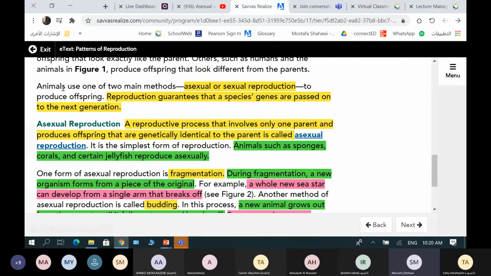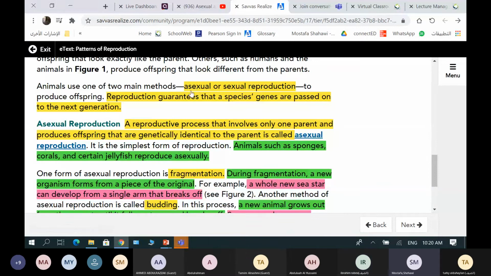Animals use one of the two main methods, asexual or sexual reproduction, to produce offspring. Reproduction guarantees that the species' genes are passed on to the next generation.